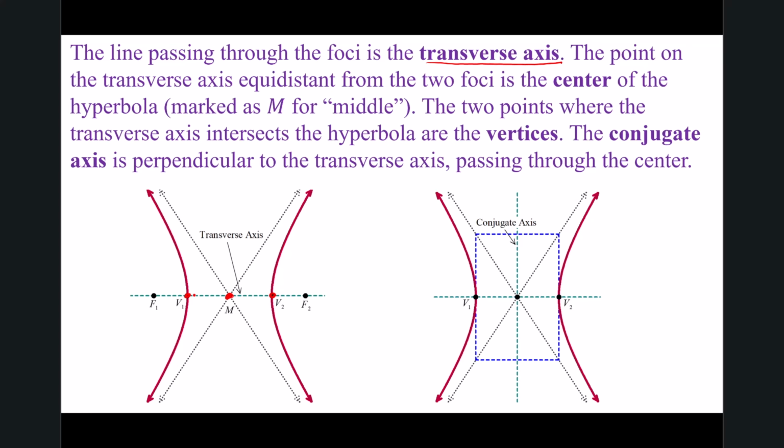And then the conjugate axis is perpendicular to the transverse axis and goes through the center. Now on the picture on the right, you can see this box, and you can see that we have 2 asymptotes that are the diagonals of that box. So a hyperbola has 2 asymptotes, and we'll talk about how to draw that box and how to find those 2 asymptotes so that we can draw the hyperbola.